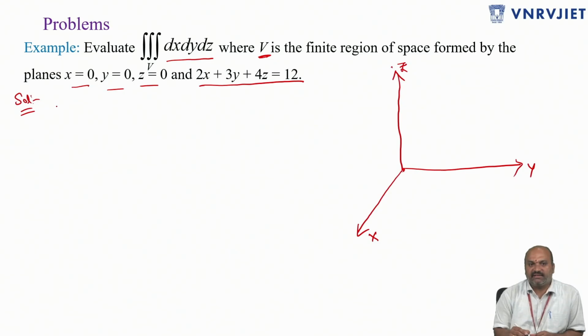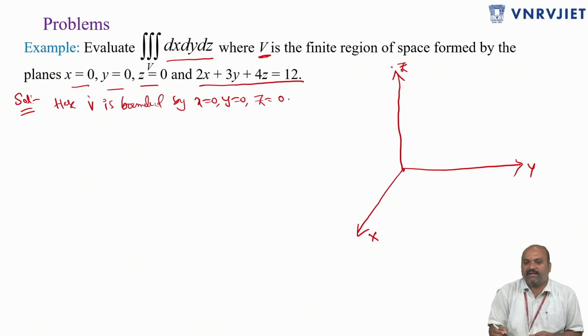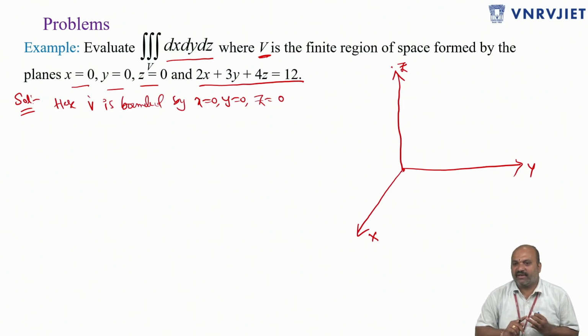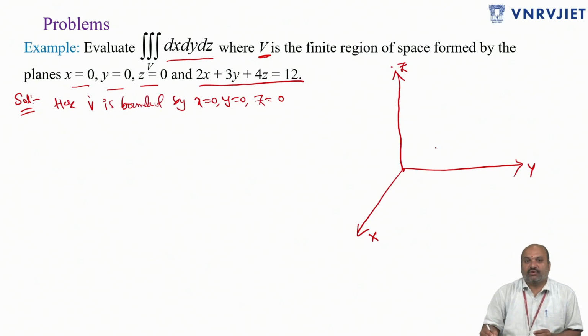Here V is bounded by x equals 0, y equals 0, z equals 0. Simply remember that being bounded by x0, y0, z0 means you are considering the region only in the first octant. In three dimensions we say octant, not quadrant. So now first octant only, that means all x, y, z coordinates are positive.